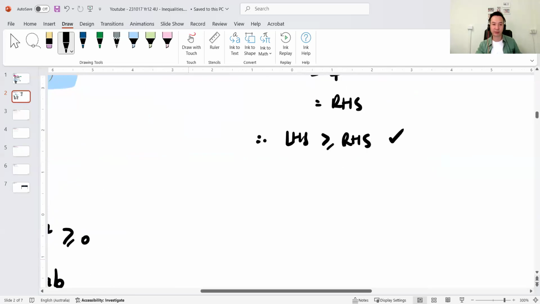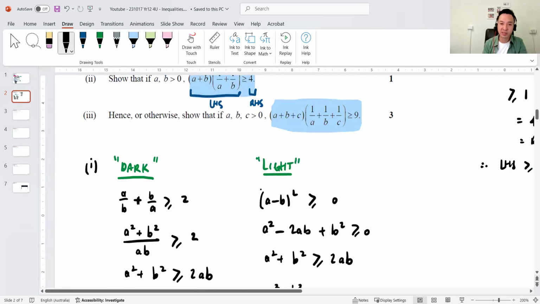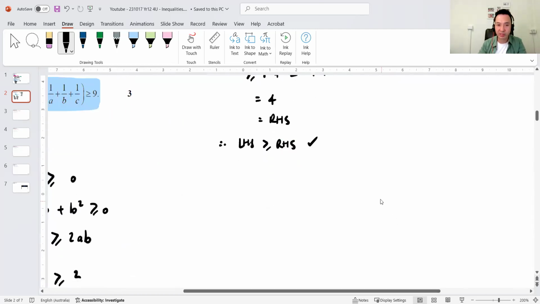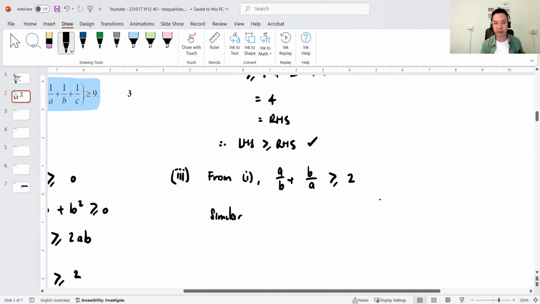And then part 3. Now, part 3, just reading. There's a C. And for those that have done a few of these questions before at school, whenever there's C, generally speaking, you basically go from A, so from 1, A on B plus B on A greater than or equal to 2. Then you go similarly, A on C plus C on A, and B on C, C on B.